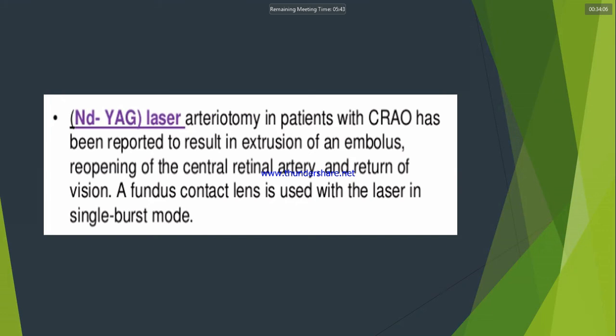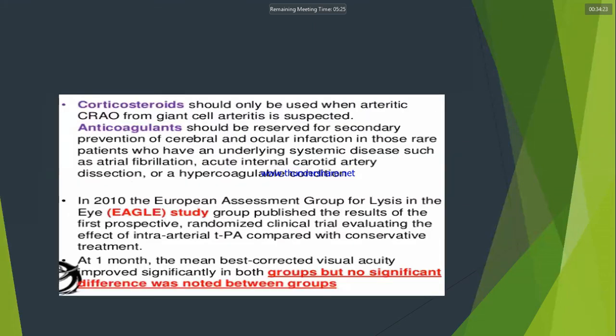Arteriotomy in patients with CRAO has been reported to result in extrusion of the embolus, reopening of the central retinal artery, and return of vision. The fundus contact lens is used with the laser in the single burst mode. So laser therapy is given.